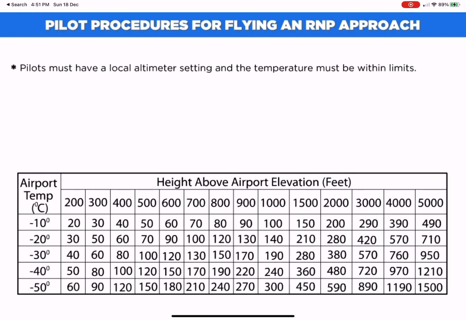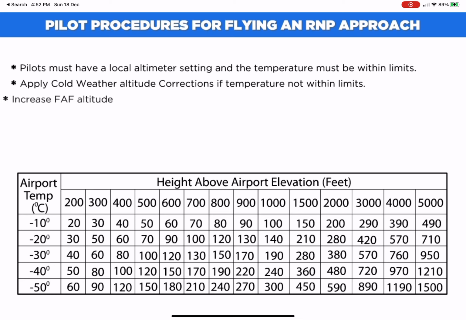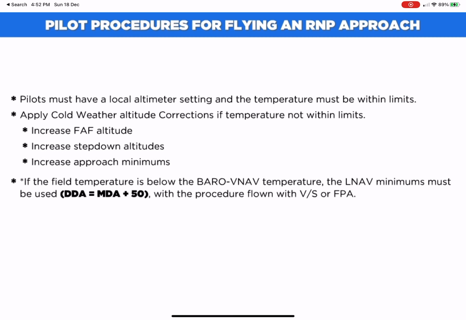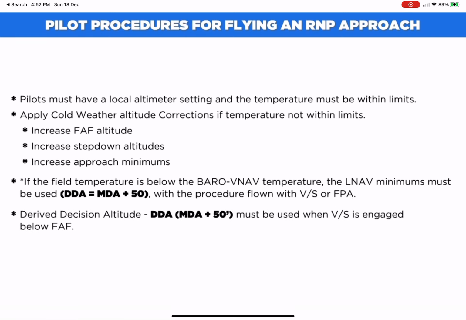Pilots must have a local altimeter setting and the temperature must be within limits. Apply cold weather altitude corrections if temperature is not within limits: increase FAF altitude, increase step-down altitudes, increase approach minimums. If the field temperature is below the BARO-VNAV temperature, the LNAV minimums must be used. DDA equals MDA plus 50, with the procedure flown with VS or FPA. Derived decision altitude, DDA, MDA plus 50, must be used when VS is engaged below FAF. This value is entered in the baro field on the FMGC PERF APPR page.